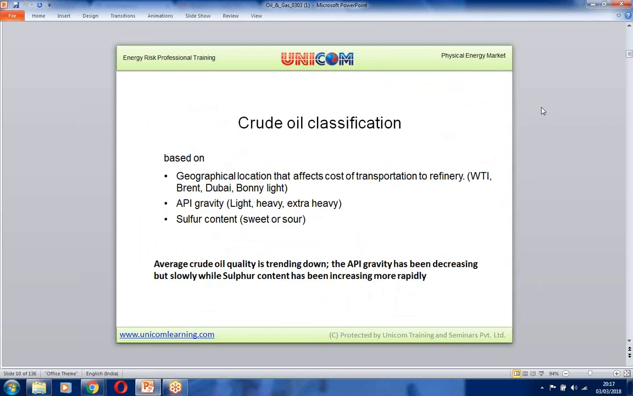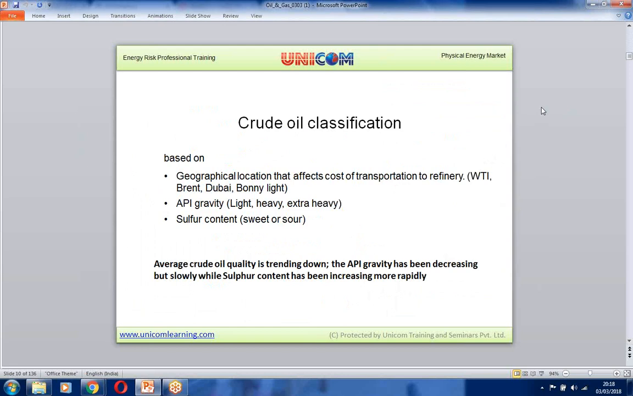So what we see is that average crude oil quality is trending down. In the initial days, the crude oil was of high quality. I'm talking of the days when Brent and WTI were the main benchmarks, and even now they are, but there are other crudes from other parts of the world which are heavier and have high sulfur content, which are coming in. So the API gravity has been decreasing, but slowly, whereas the sulfur content has been increasing more rapidly. That is the trend that we're seeing in the crude oil markets these days.